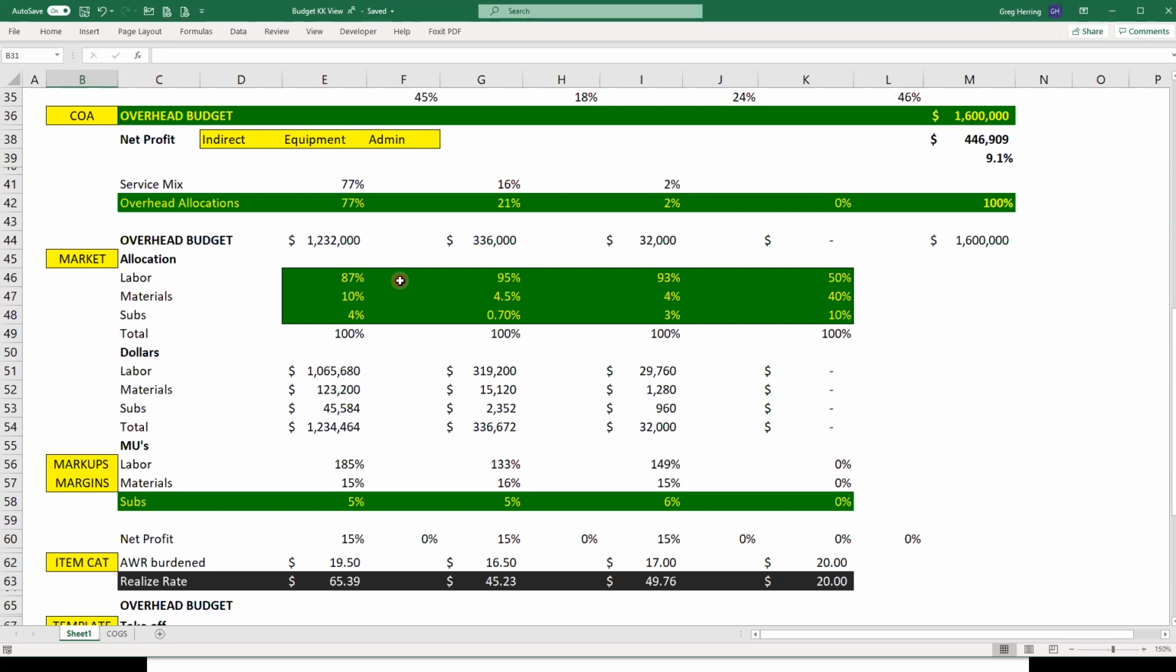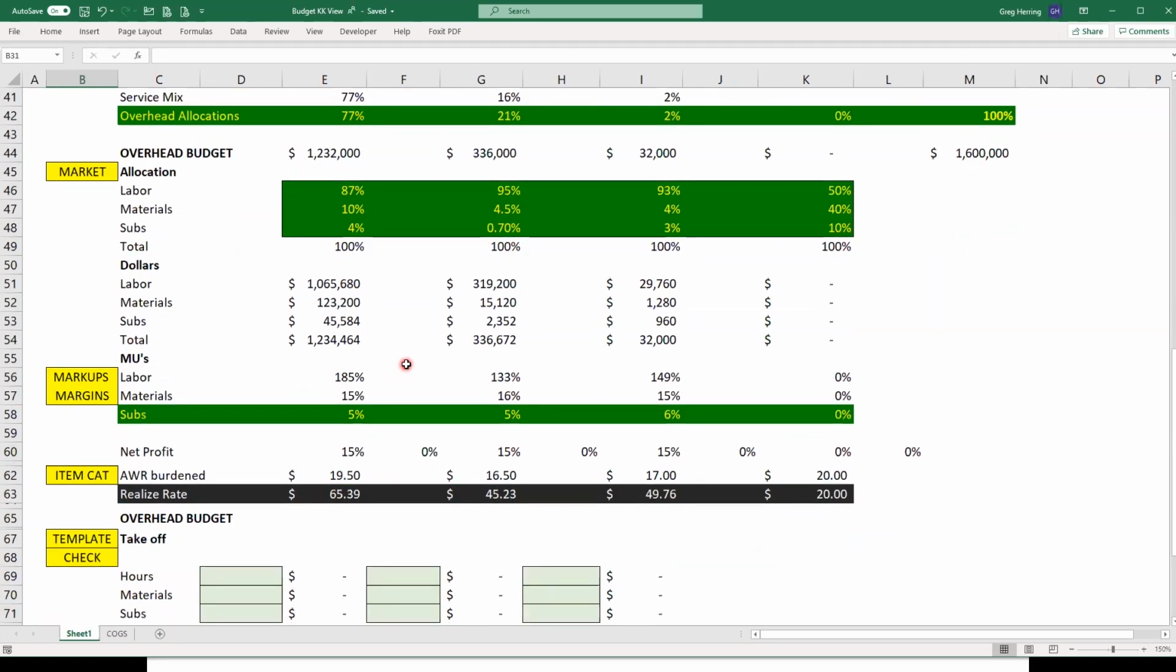And the way I usually get to these is I'm always trying to adjust those to market. What's realistic when someone looks at a proposal and says, there's no way I'm going to pay that for that. So looking at all of that, I say 87%, 10.4, column G, 95, 4.5, 0.7. 100% has to be allocated somewhere. Then it says, looking at column E again, of the 1.2 mil, if 87% of that overhead must be recovered by labor, that means $1,065,000 has to be covered by labor.